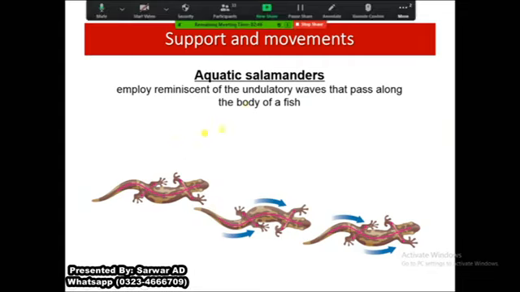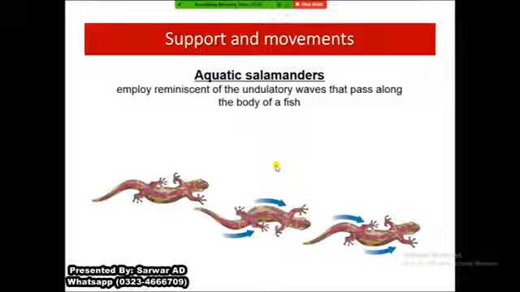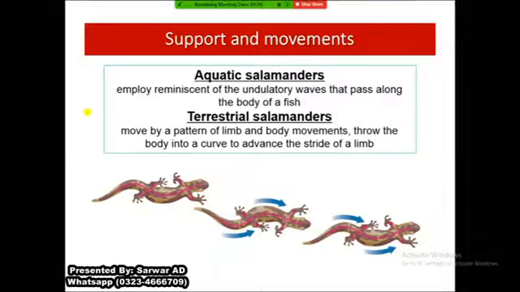Here, support and movement in the aquatic salamander is shown. Aquatic salamanders usually move by using undulatory waves, or wave-like movement along their body, like fishes usually move. And terrestrial salamanders move by a pattern of limb and body movement, bending the body into a curve to advance the stride of a limb.